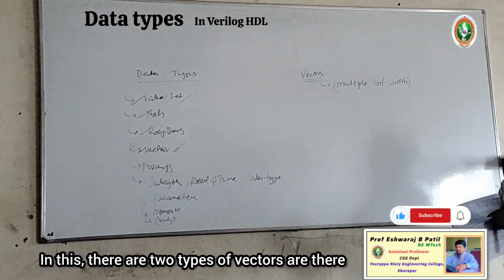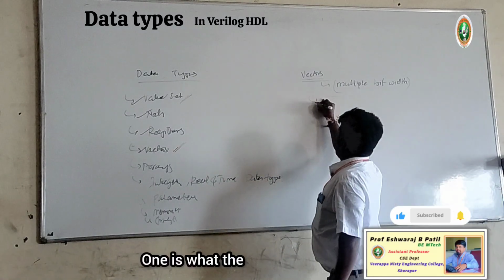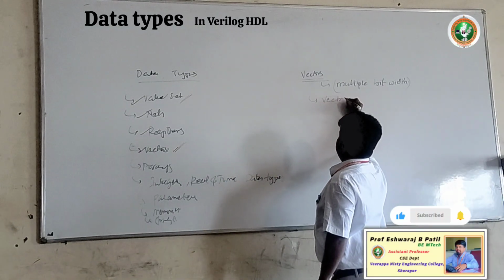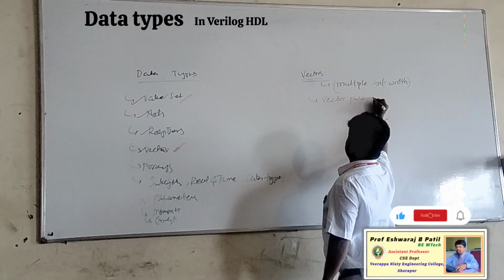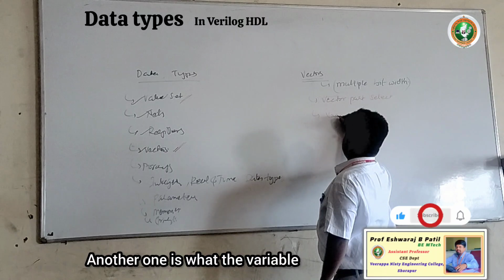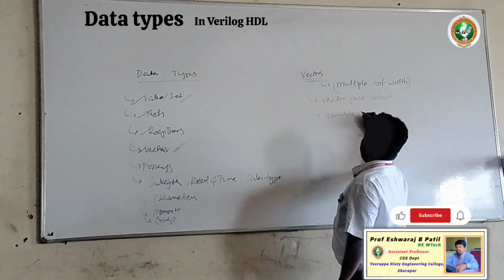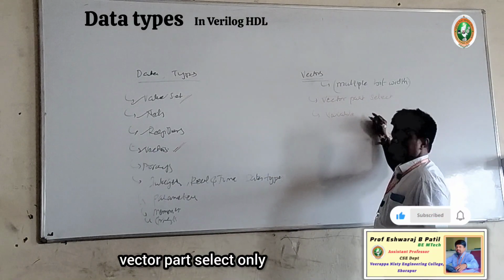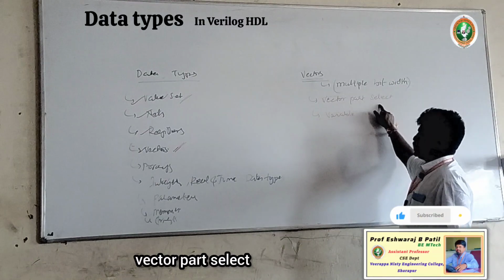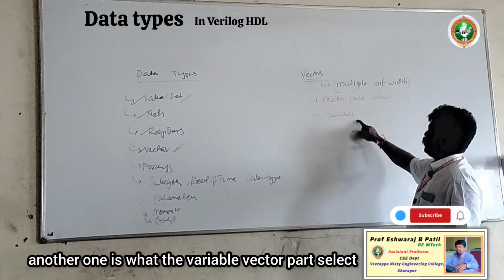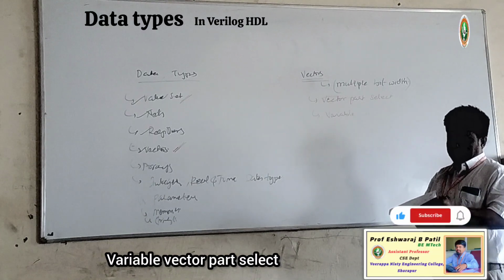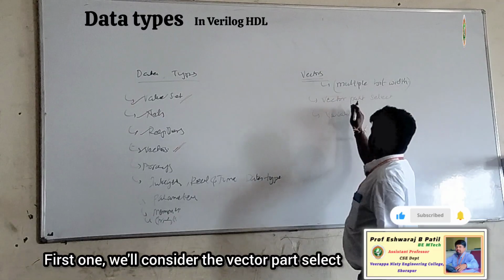Vector is nothing but multiple bit width. In this there are 2 types of vectors. One is the vector part select. Another one is the variable vector part select. First we consider the vector part select.